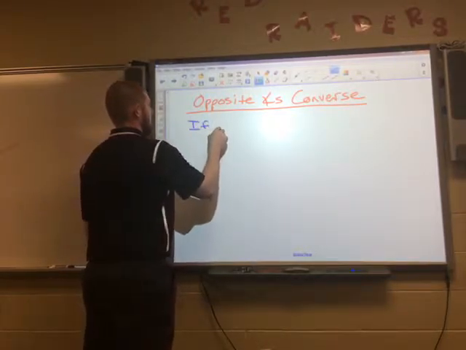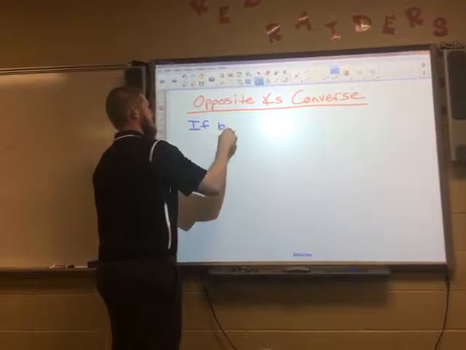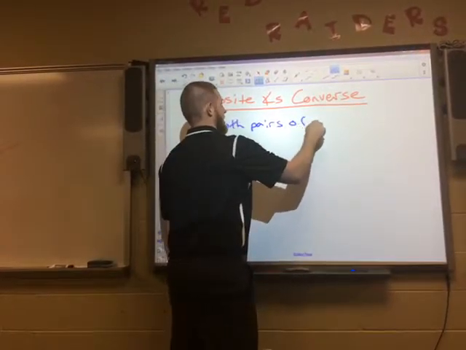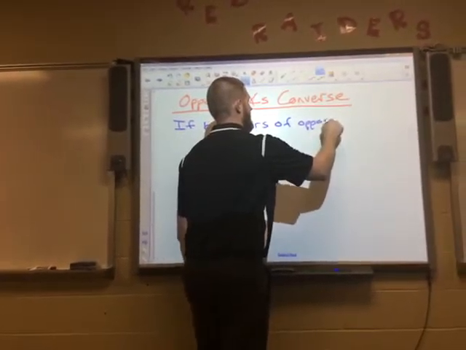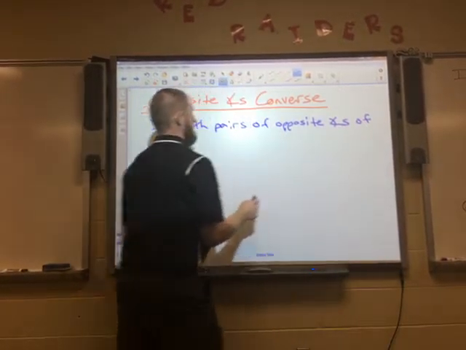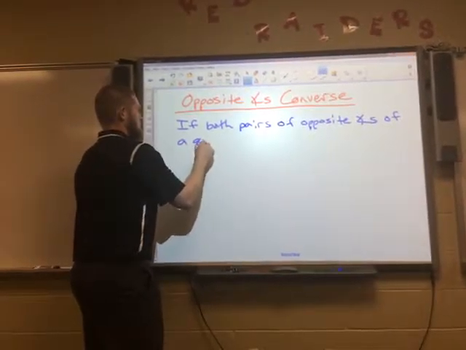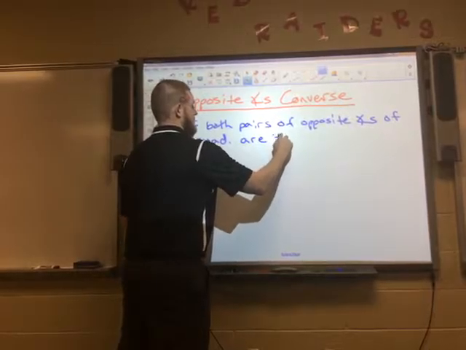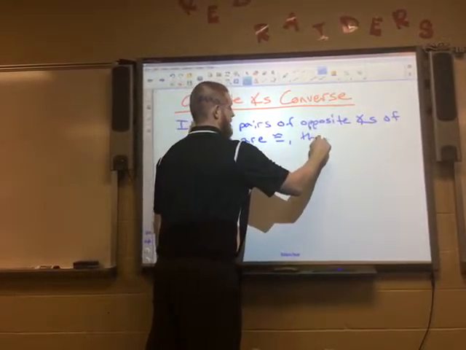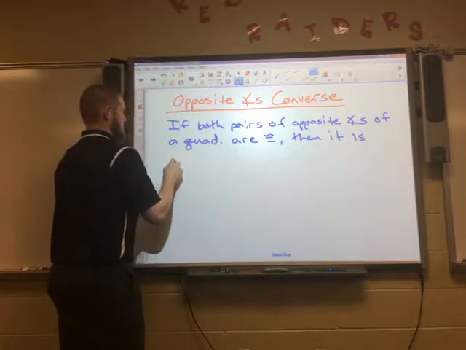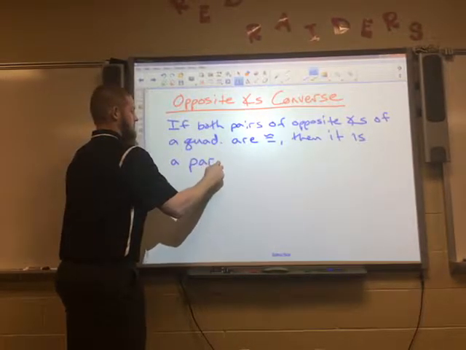Okay, so if both pairs of opposite angles of a quadrilateral are congruent, then it is a parallelogram.